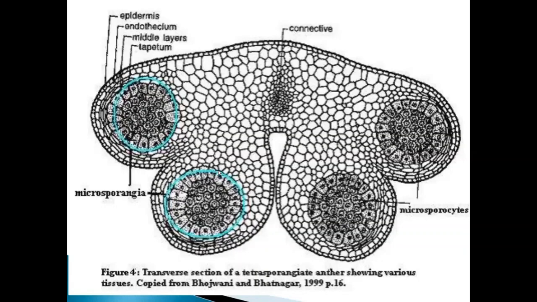So it completely helps in the dehiscence of the anther. That means the releasing of the pollen grains. So at maturity, it helps in the dehiscence. Okay, that is the epidermis.